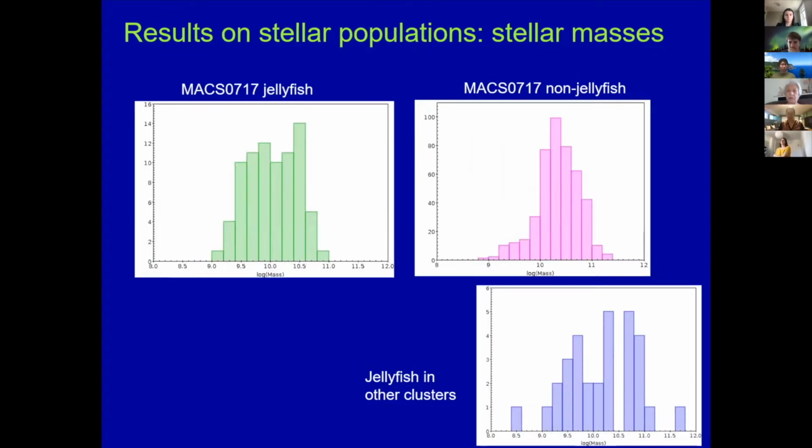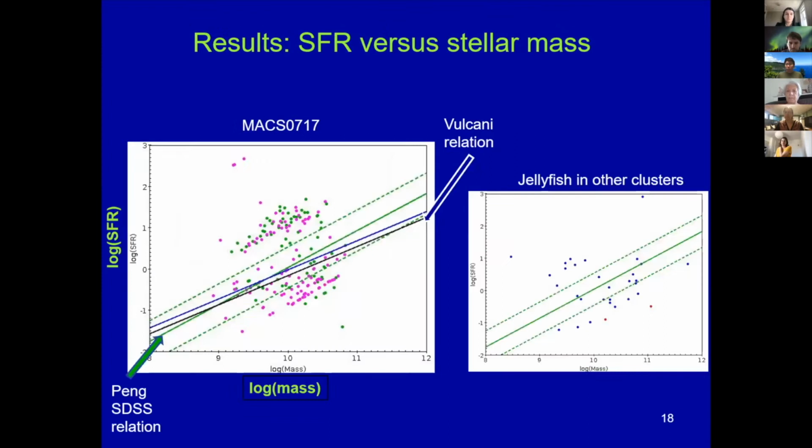We also find that the stellar masses are rather smaller in jellyfish galaxies than in non-jellyfish galaxies. They're all between 9 and 11 in logarithmic scale, whereas for non-jellyfish galaxies, they're more between 10 and 11. And in the other clusters, the spread is also quite large. So if we look at the star formation rate versus stellar mass, we can see that a number of galaxies is above the Peng relation that was derived from the SDSS survey, and also above the Vulcani relation, but they're not all above it.